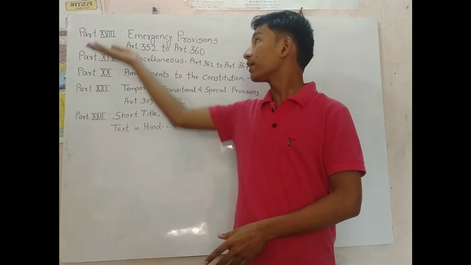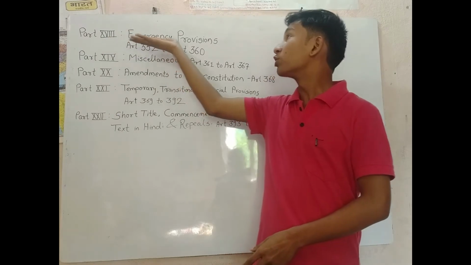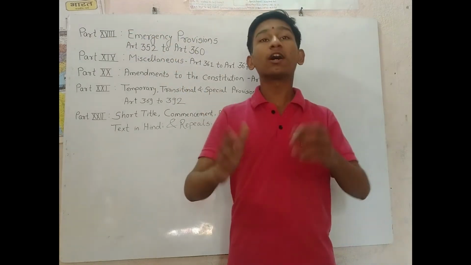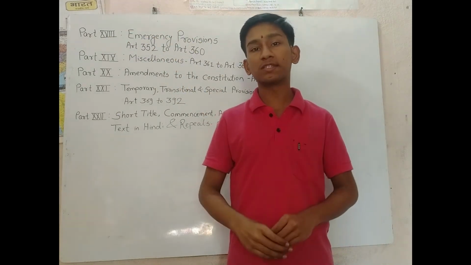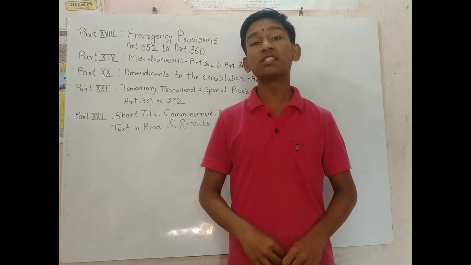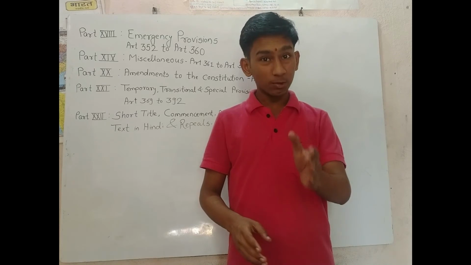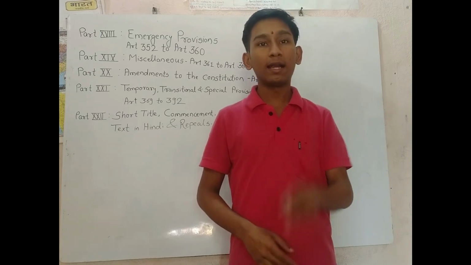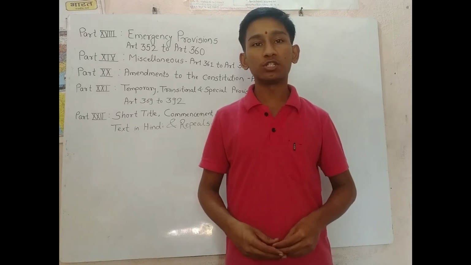Now, the Part 18th of the Constitution, emergency provisions, which comes under Article 352 to Article 360. And there are three types of emergencies. One, national emergency. Second, state emergency, which means the President's rule. And third is the economic emergency.